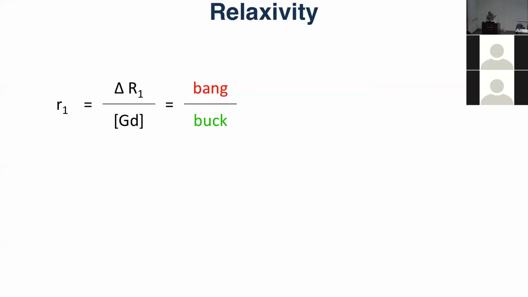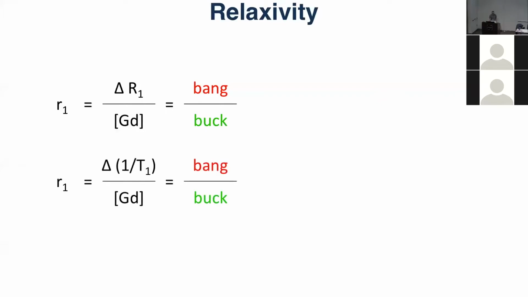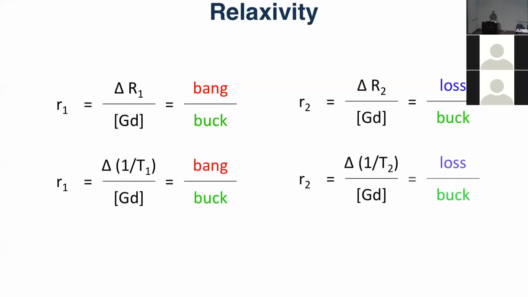So if it causes a huge change in the relaxation of water with a very low concentration of gadolinium, so if the numerator is high or the denominator is low or both, you get large bang for the buck, high relaxivity. And in the interest of time, let me skip this and this because it's a little too confusing. So please ignore all this and just focus on this. The relaxivity of a contrast agent is the change in relaxation rate divided by the concentration. It's the bang over the buck.